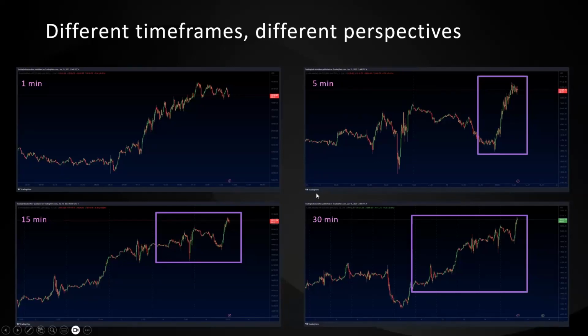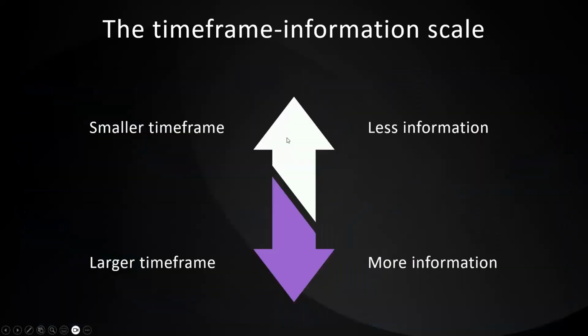So I'm just drawing your attention to the different perspectives you get from different timeframes, because that's a big part of today's topic. So the time frame information scale: basically, when you're on smaller time frames, you're getting less information, and the higher, larger time frames you go, the more information you get.